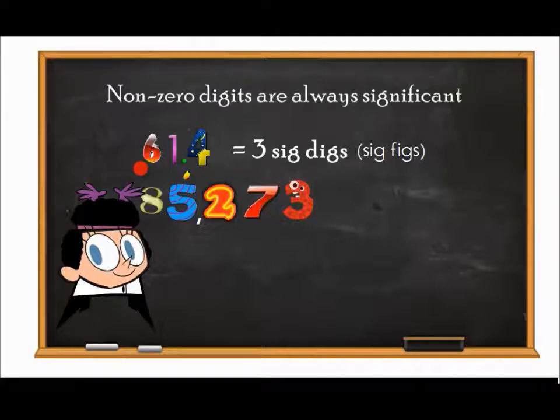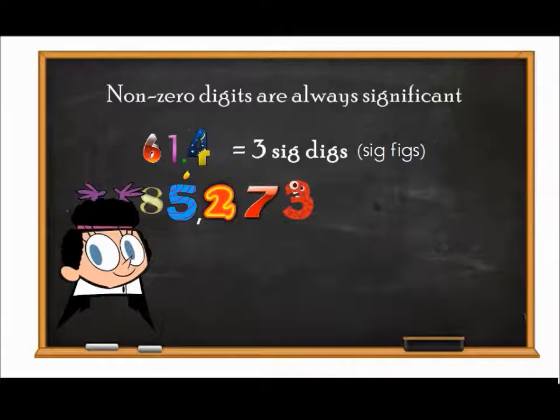So the first one that you have is 61.4. That's the first number that we're going to look at. In 61.4, there are 1, 2, 3 numbers. None of them are zeros. So that makes this easy because everything in there is going to be significant. So in 61.4, there are, as this says, 3 significant digits, sig digs.